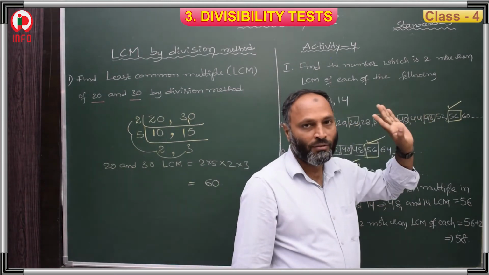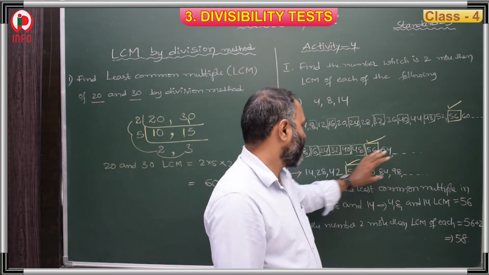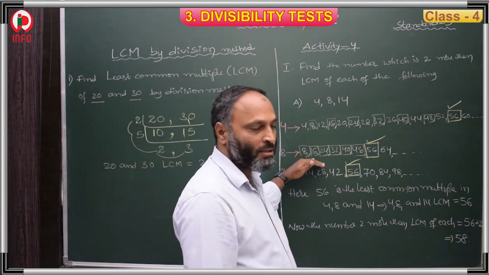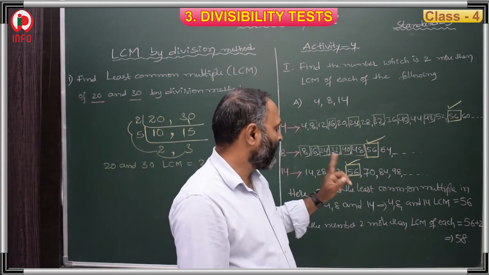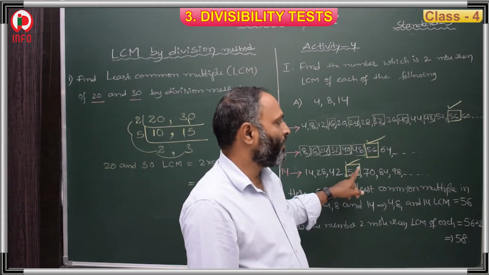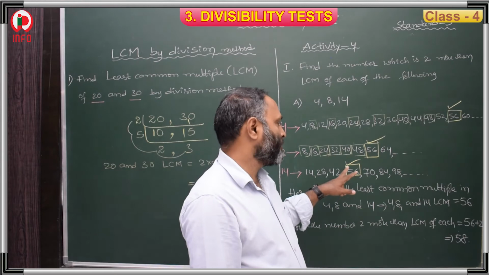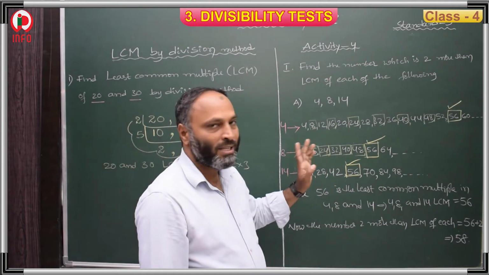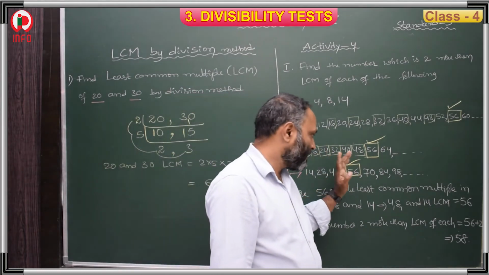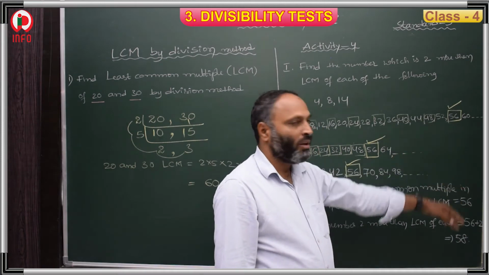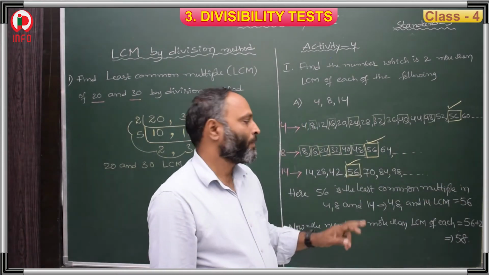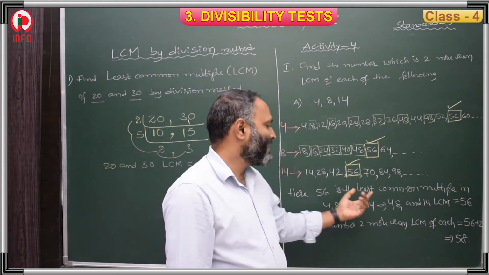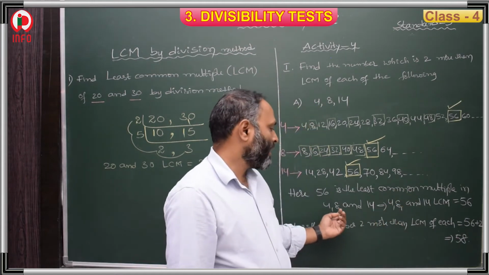First we have to find the multiples of 4, multiples of 8 and multiples of 14. Whatever 4 multiples are there, those are 8 multiples also. Then in the 14 table, the first multiple which is common in all the three is 56. Other than this, no other number is common in all. So this is the least common multiple. We have to take that as the LCM of 4, 8 and 14.